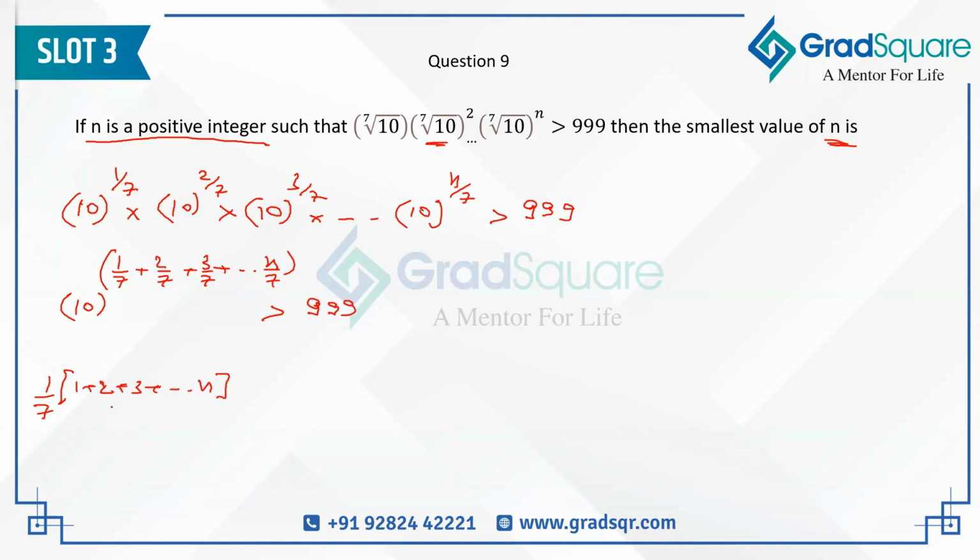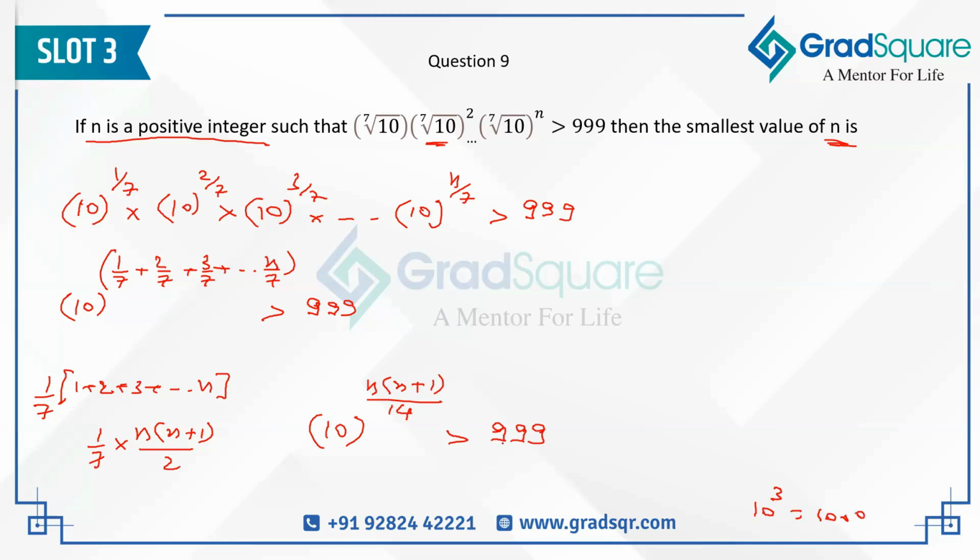The sum of n consecutive integers is n into n plus 1 by 2. So 1 by 7 into n into n plus 1 divided by 2 is what you are looking at, correct? So your power is going to be 10 to the power of n into n plus 1 by 14. Correct? Now, this value must be greater than 999. Understand that 10 to the power of 3 is 1000, which is going to be greater than 999, just slightly greater than 999.